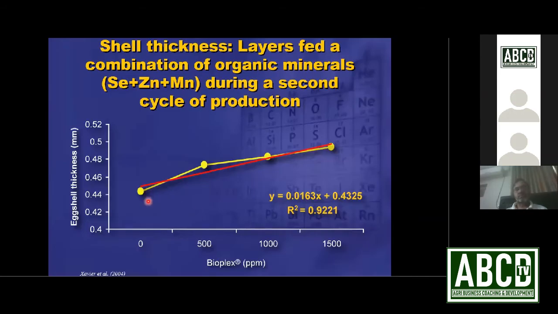About the shell thickness, by using this selenium, zinc, and manganese in this organic form, the same study here has shown that you can have an improvement in shell thickness that goes maybe from 0.44 up to 0.46, 0.48 by the end.